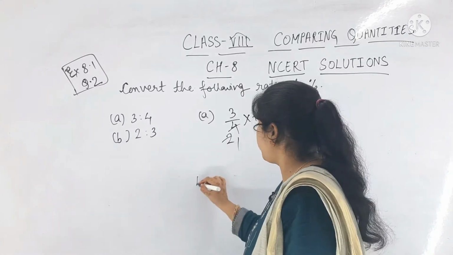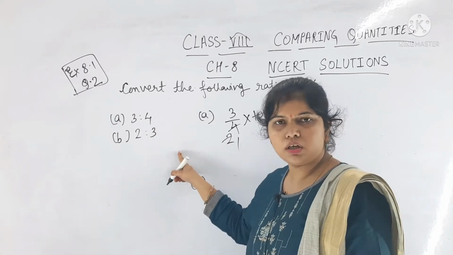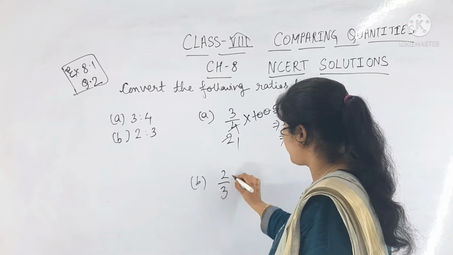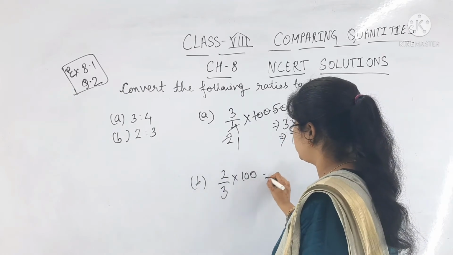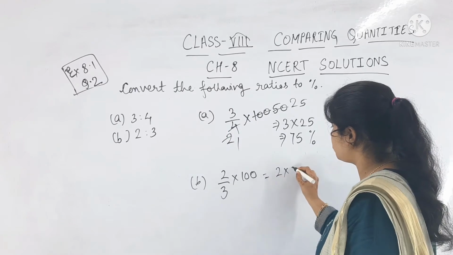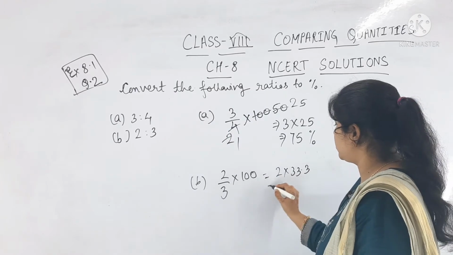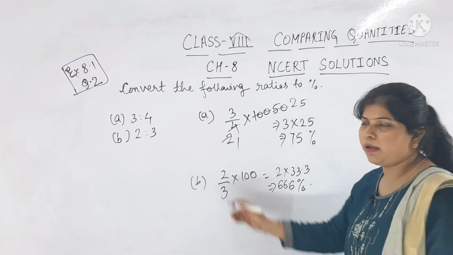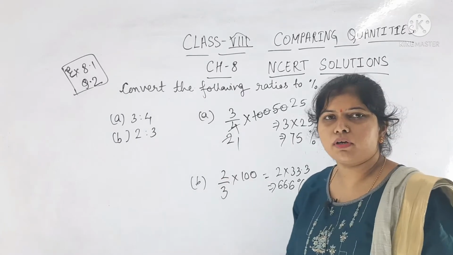Here I will solve for B. Here what can I write the ratio? 2 by 3. 2 by 3 into 100. So 100 by 3, I know, is 33.3. 2 into 33.3, so 66.6% is your answer B. So that is your question number 2.